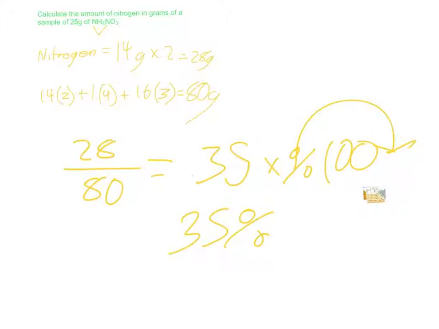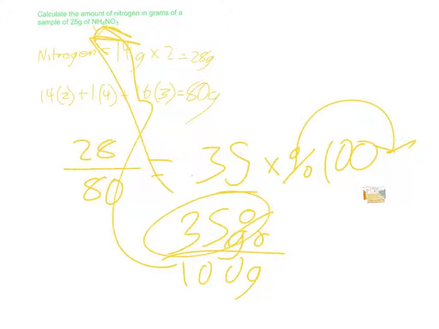So now we have to calculate the amount of nitrogen in grams in a sample of 25 grams. First, we know that there's 35%, right? And we can make this a ratio, since 35% is 35 out of 100. So you can put 35 over 100, and that means that for every 100 grams of this compound, NH4NO3, there will be 35 grams of nitrogen. So we can use this ratio to solve the problem.